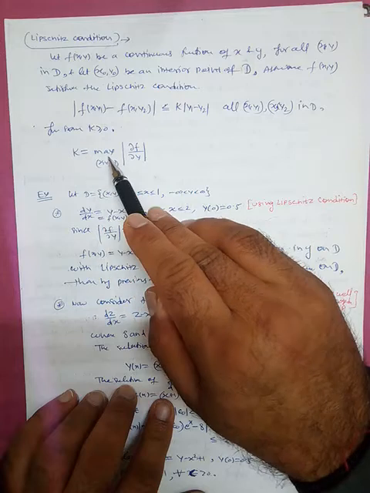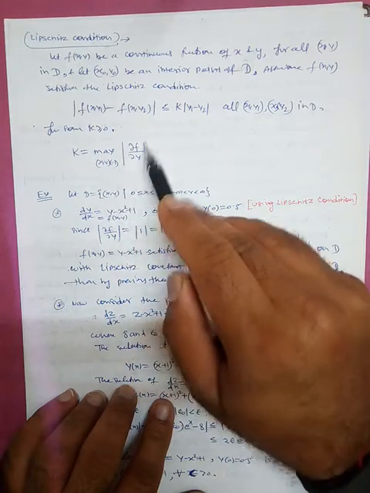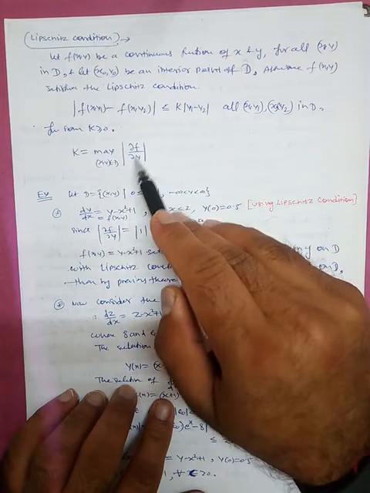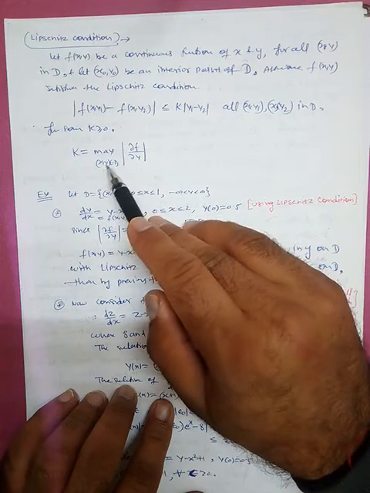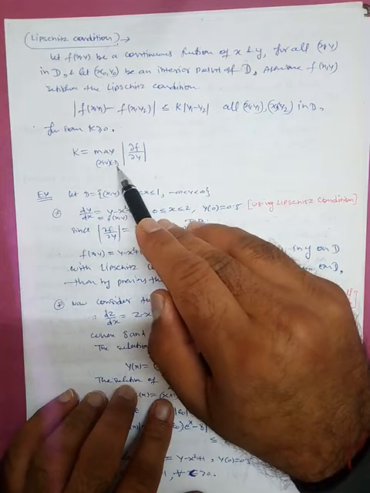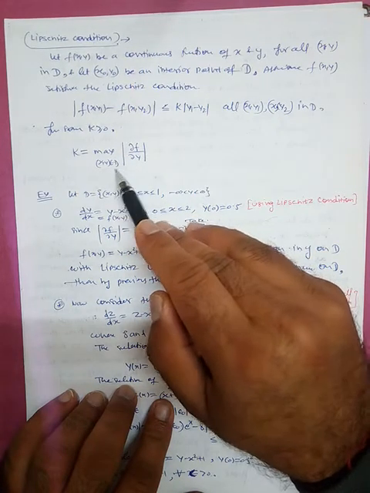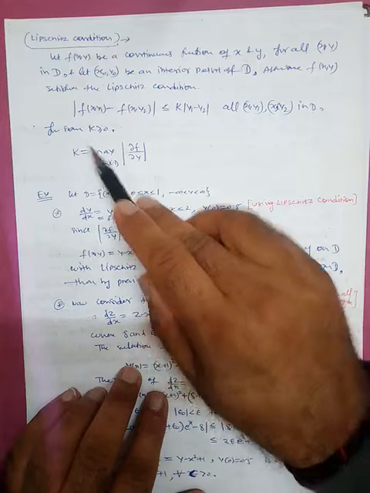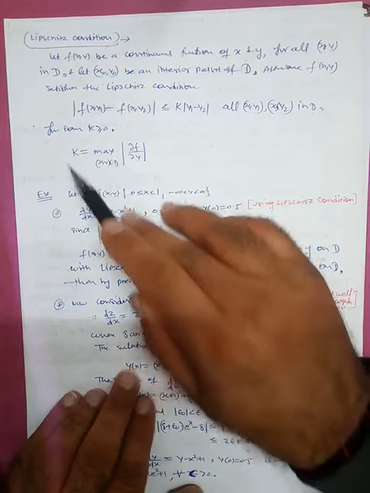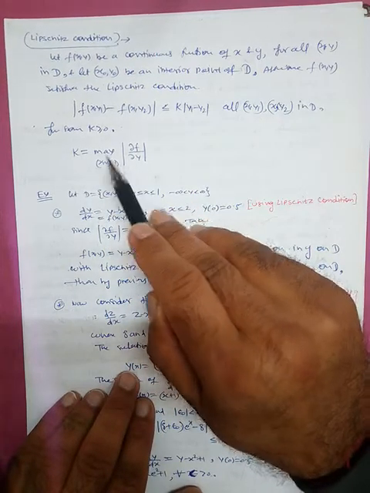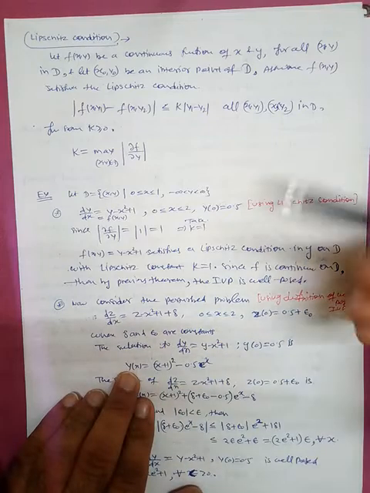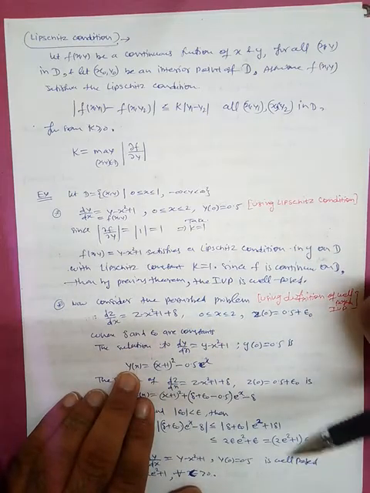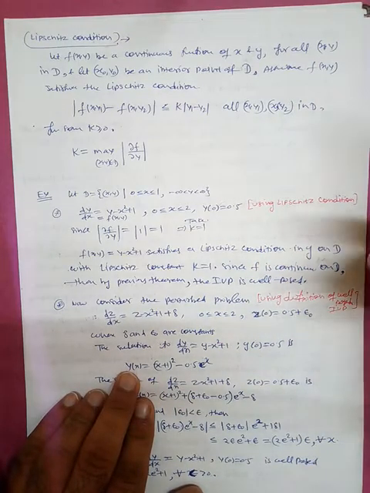K is equal to the maximum of the magnitude of the value del f by del y, where maximization is taken over every point (x, y) in the domain D, (x, y) belongs to D. So using this you can find the constant k, and if this condition holds, then we will say that the Lipschitz condition is satisfied by the equation.